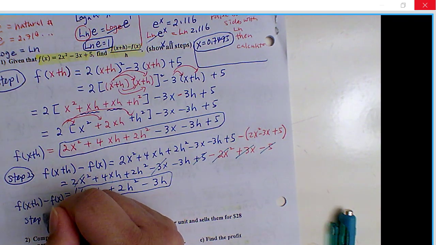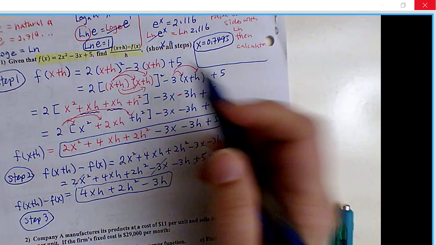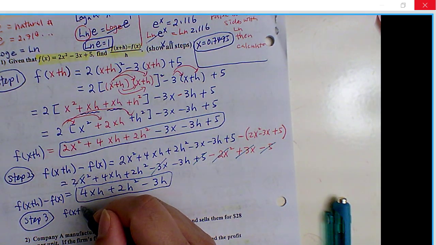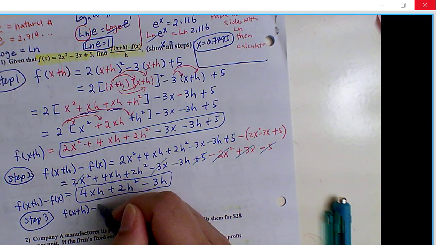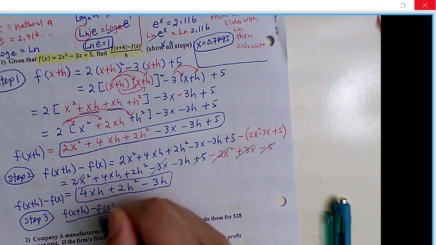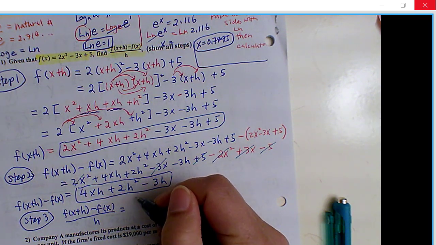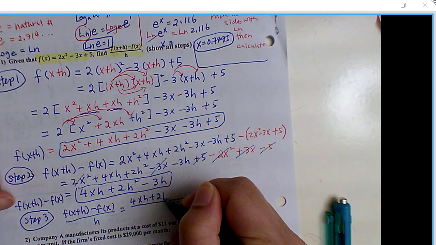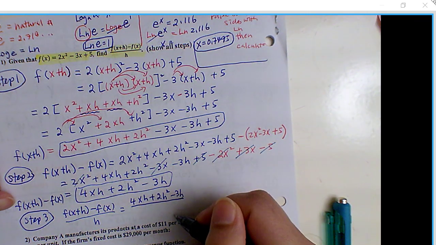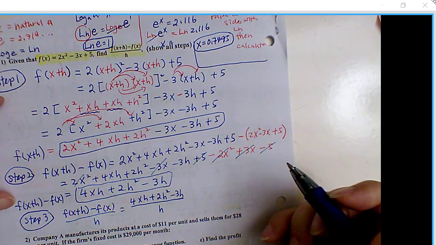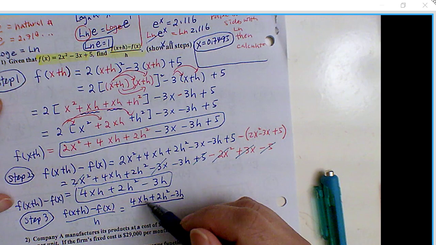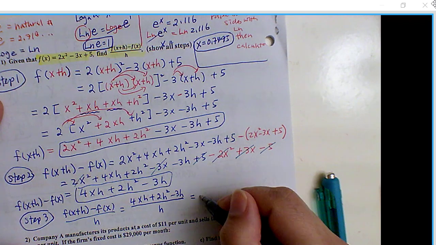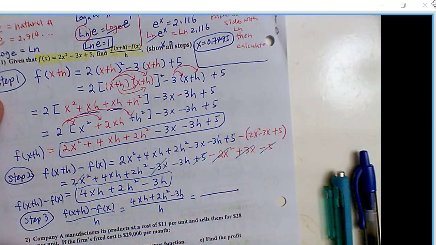Finally, we're going to put all of this together and do step 3. So step 3, we have what they asked us to do, the difference quotient. So it's going to be f of x plus h minus f of x, divided by h. So use our answer from step 2 to put it in the numerator: 4xh plus 2h squared minus 3h. All of them need to be divided by h. You can see every single term has an h, and you can cancel one h from each term. Or if you want to, you can factor the top part and pull the h out.